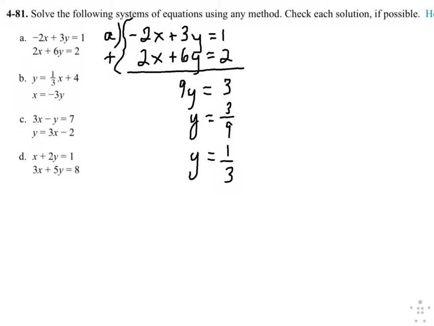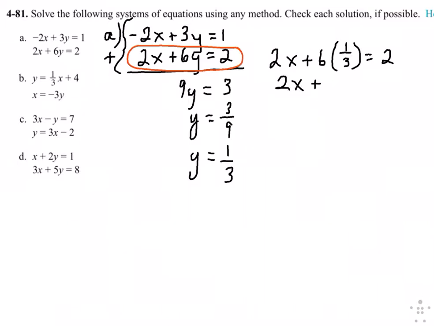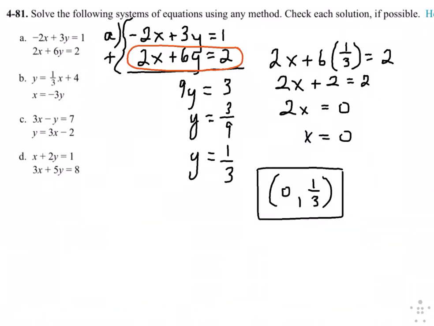Then we need to substitute into one of the equations. I'm going to substitute into this one, only because there's no negatives, right? But any would be fine. So we get 2x plus 6 times y, which is 1/3, equals 2. 2x plus 2 equals 2. 2x equals 0, right? Subtract 2 from both sides, and then divide by 2 on both sides, so x equals 0. And, of course, we write the answer as an ordered pair, 0, 1/3.